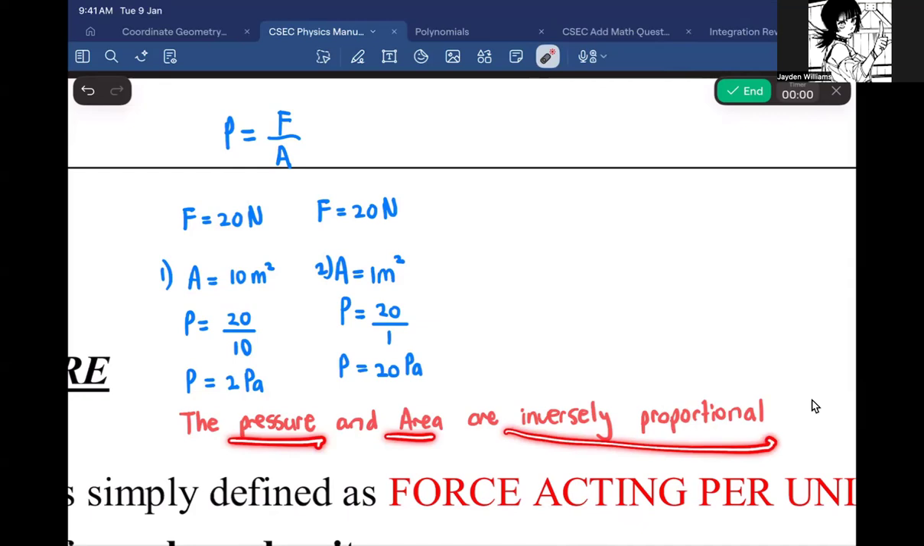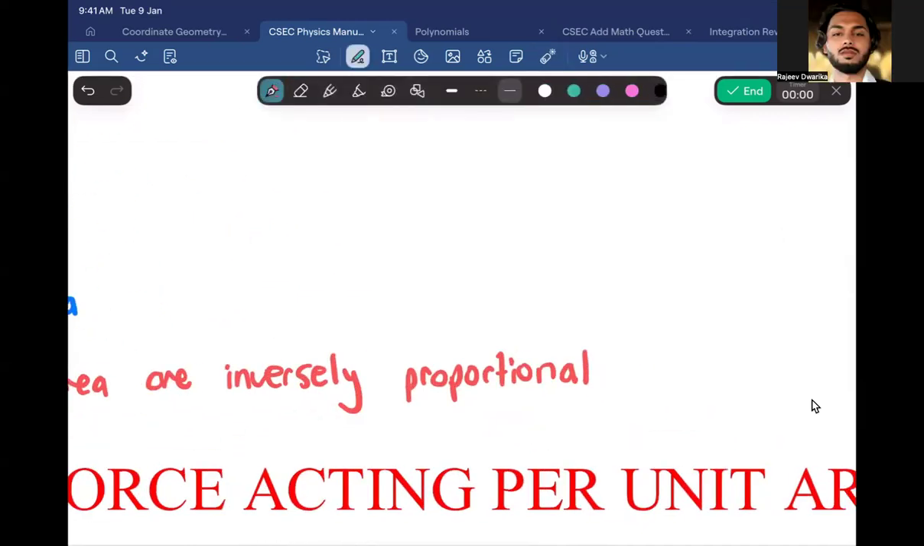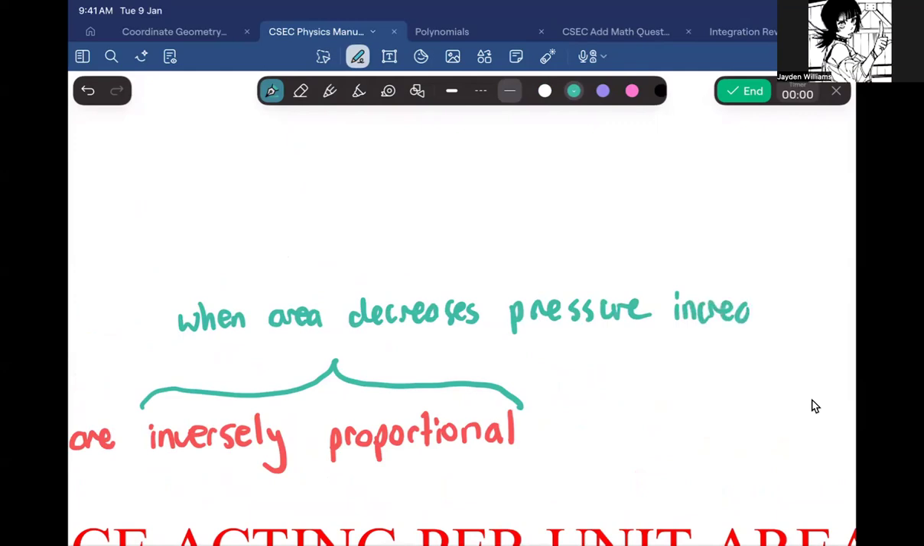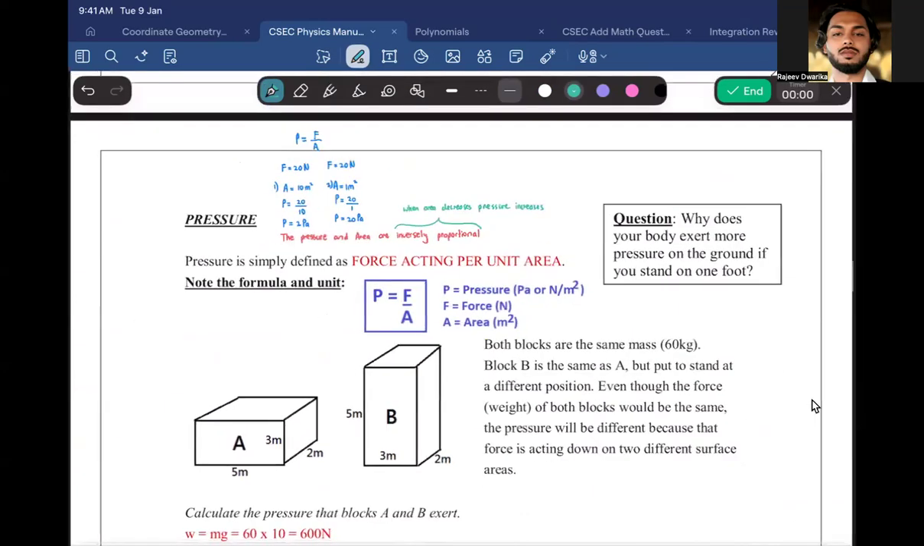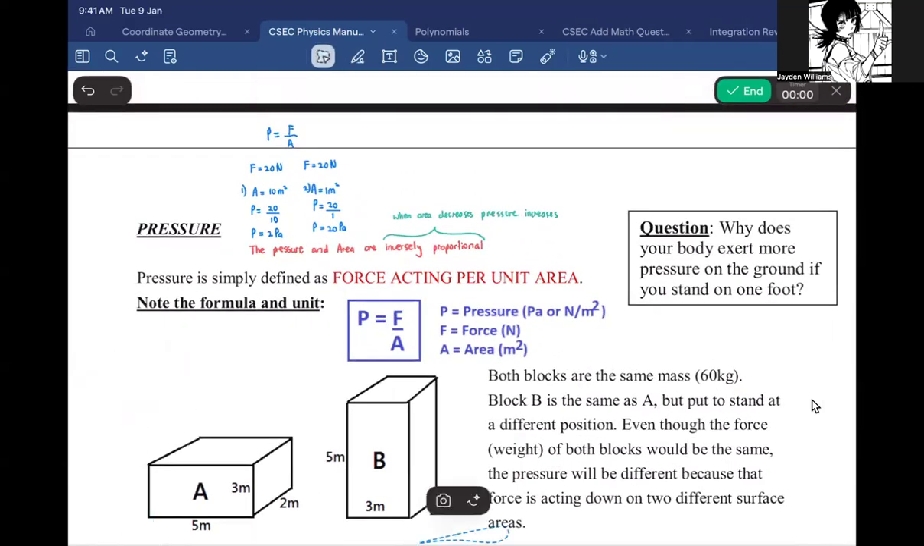Let me write that in English. Inversely proportional just means when area decreases, pressure increases. Right? So let's do this example here, shall we?